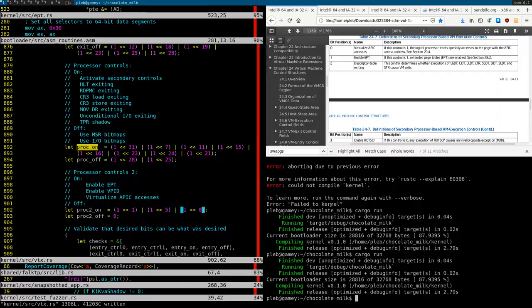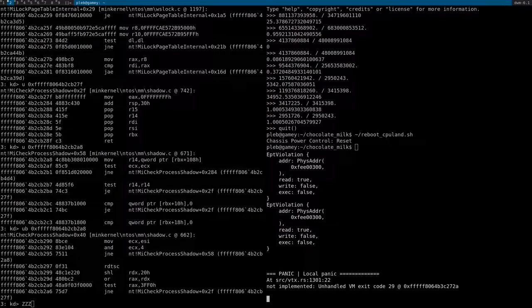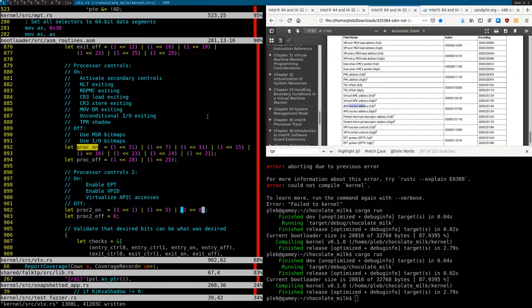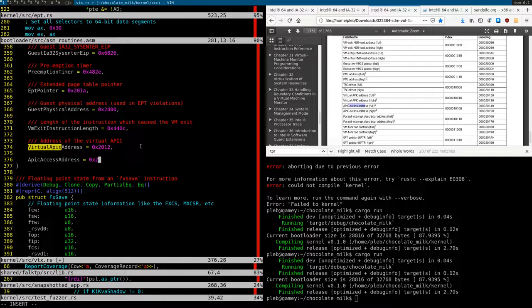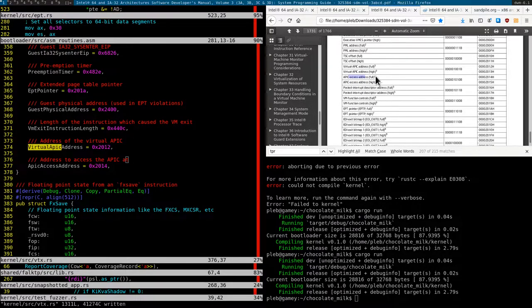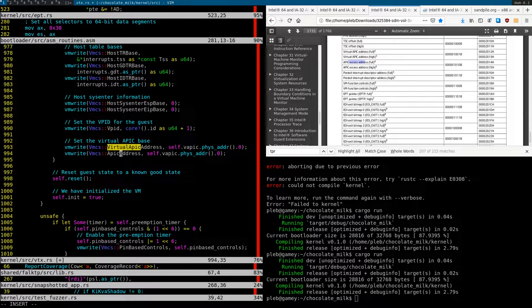So I do need to map that in, don't I? Unless I'm not enabling it correctly. Exit code 29 as well. Let's check out what that is. Oh, APIC access address. We got to set that. It's probably zero. So this is the APIC access address. Address to access the APIC at. And I think that's the only thing left. It's the same, it's just a placeholder.